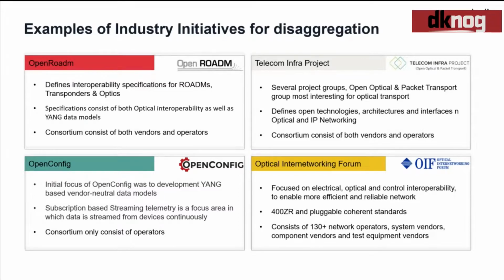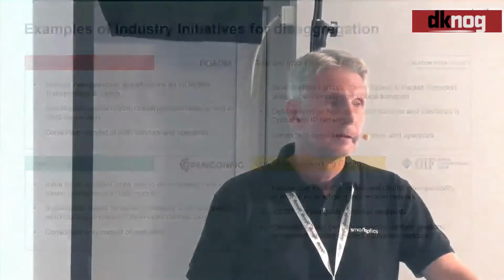Another initiative that adds value in this optical segment is the Telecom Infra Project, TIP. They consist of several work groups. The one that is most important for the optical industry is the Open Optical and Packet Transport initiative. They specify a number of different boxes. They specify interfaces, and they do a lot of interoperability testing.